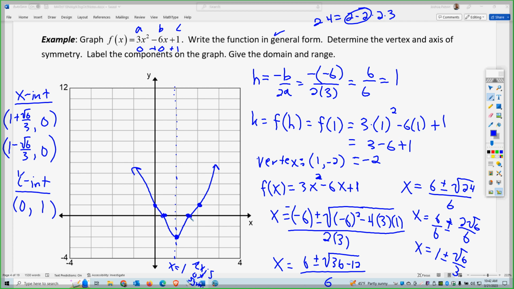Okay, so my domain and range are the last things I have to do. Domain and range. So we know every parabola goes forever left and forever right for the ones that are functions. And I go down to -2, and I go up forever. All right, pause the video, try the student problem for yourself.